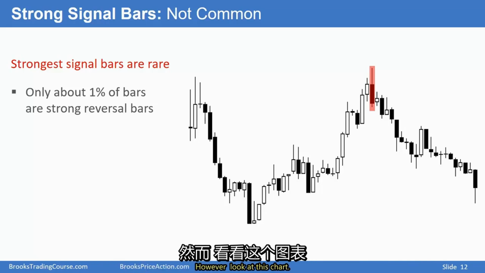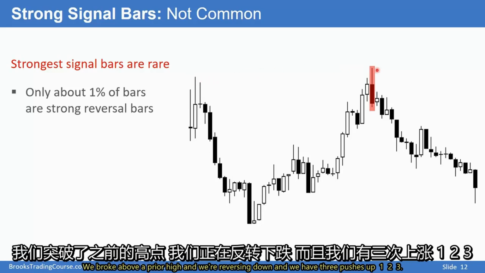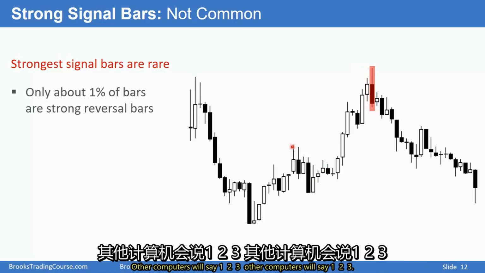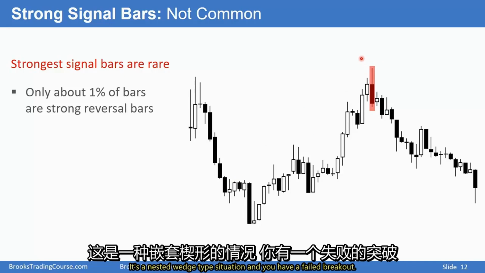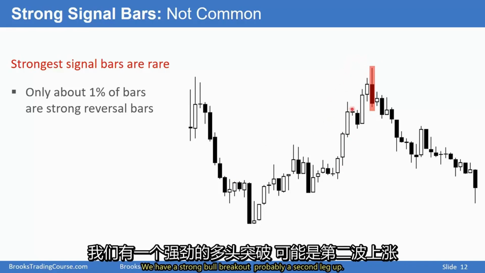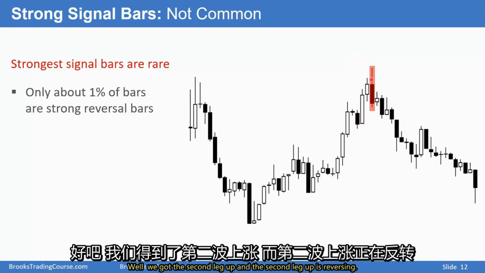However, look at this chart. We broke above a prior high and we're reversing down. And we have 3 pushes up. 1, 2, 3. It's a nested wedge type situation, and you have a failed breakout. We have a strong bull breakout, probably a second leg up. Well, we got the second leg up, and the second leg up is reversing.